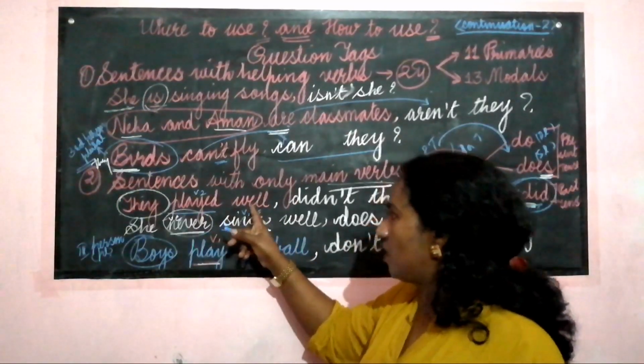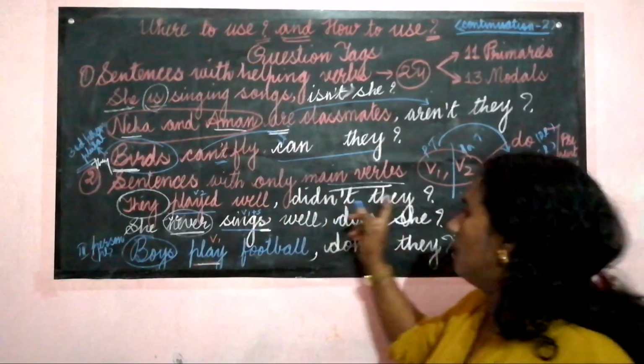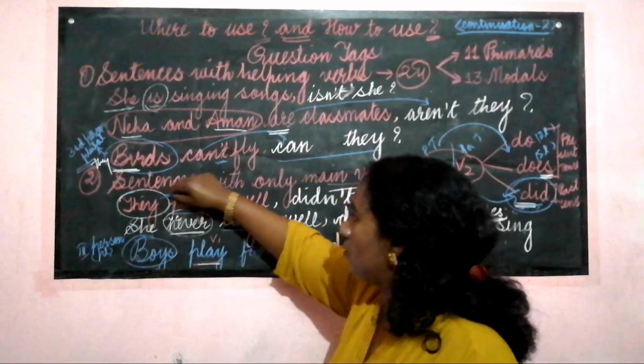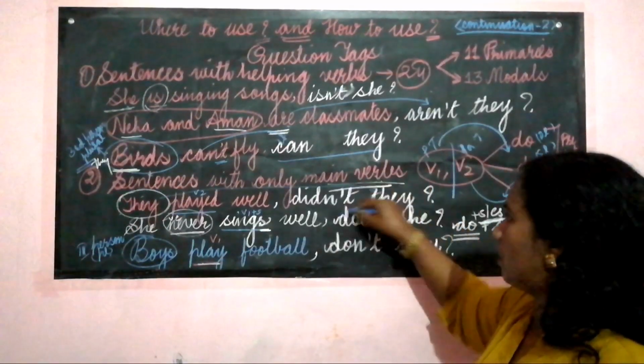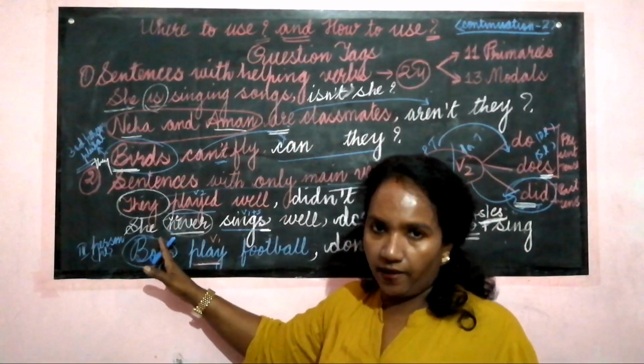As the sentence is positive, we have to make a negative tag. Did plus not is equal to didn't. And already we have the pronoun, so just place the pronoun as it is. Didn't they? And the question mark. Let us look into the second example.